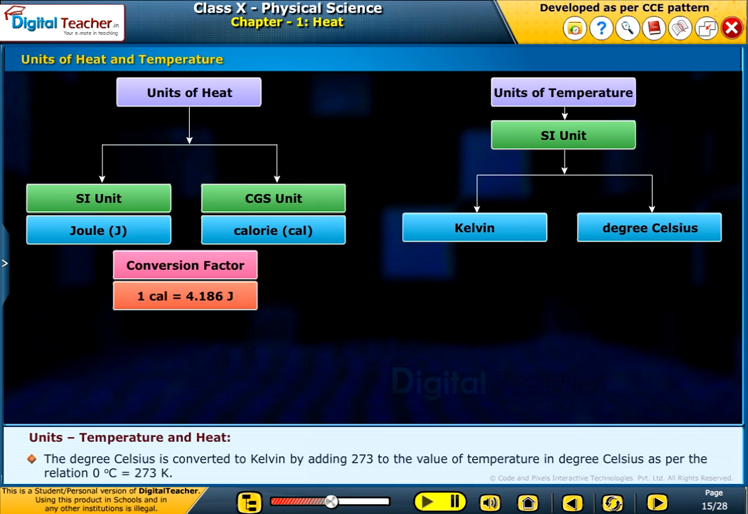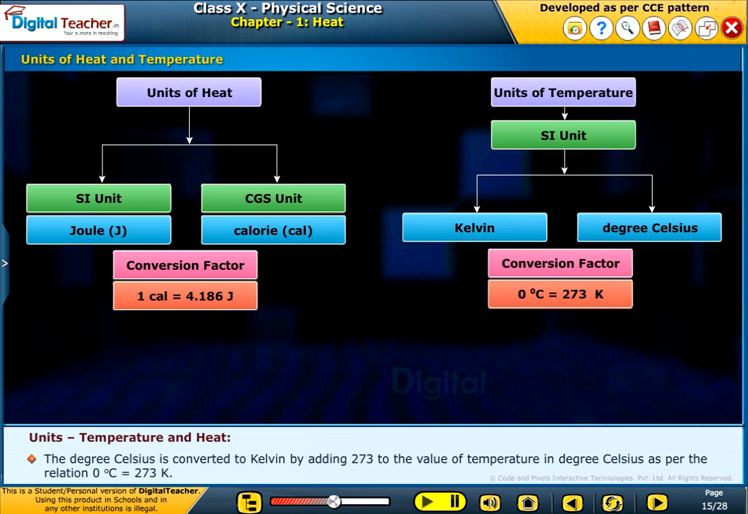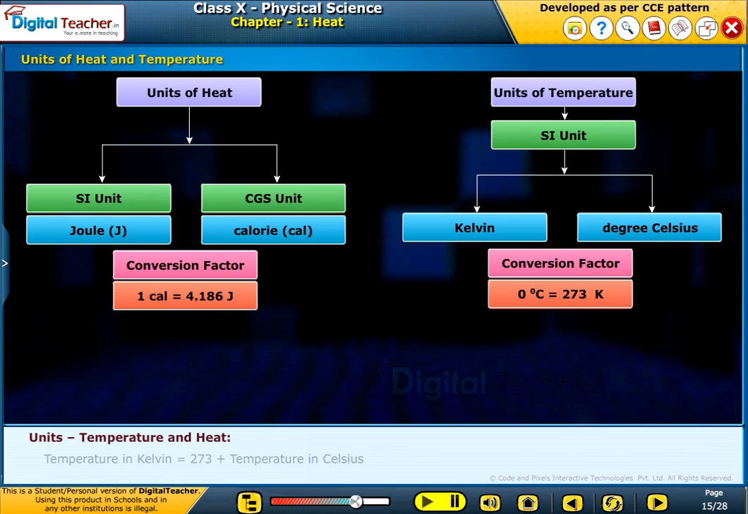The degree Celsius is converted to Kelvin by adding 273 to the value of temperature in degree Celsius as per the relation 0 degree Celsius is equal to 273 Kelvin. Temperature in Kelvin, K, is equal to 273 plus temperature in Celsius.